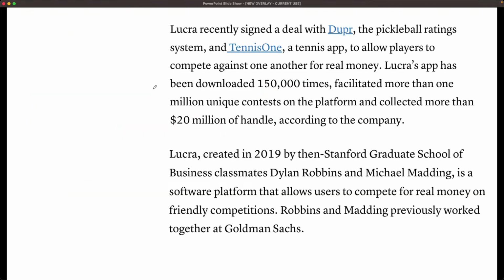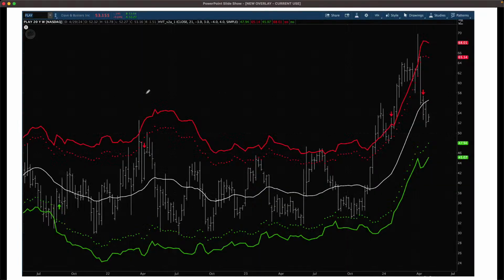Well, the company that's coming out and doing this partnership with Dave & Buster's is called Lucra. Lucra, as it turns out, has a tennis app as well with 150,000 downloads. They've collected more than $20 million. They were created by some Stanford graduates. These guys got a bunch of NFL guys backing this company as well. I know Zach Ertz went to Stanford, and I believe he plays on the Cardinals now. He used to play on the Eagles and is a big investor in this company. So a lot of NFL guys getting involved.